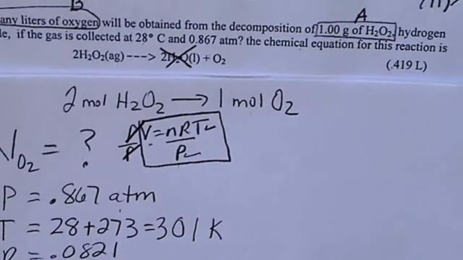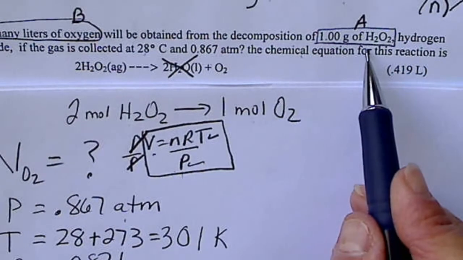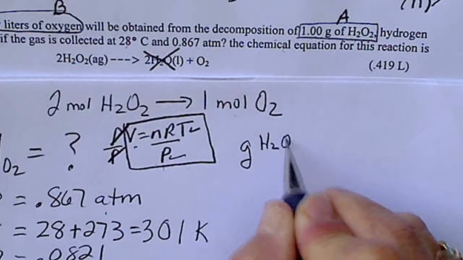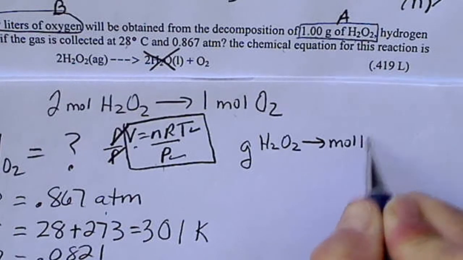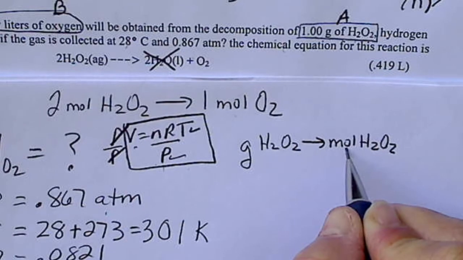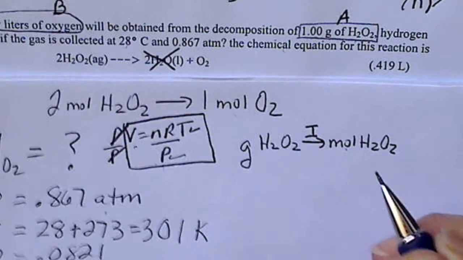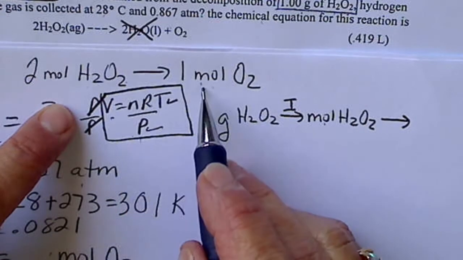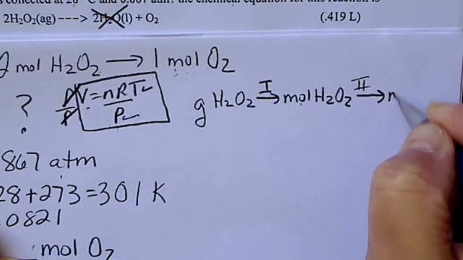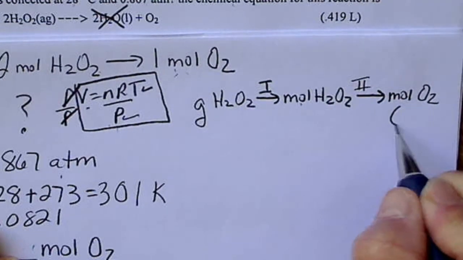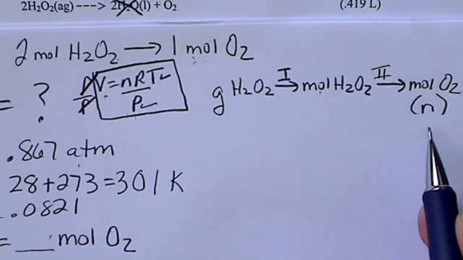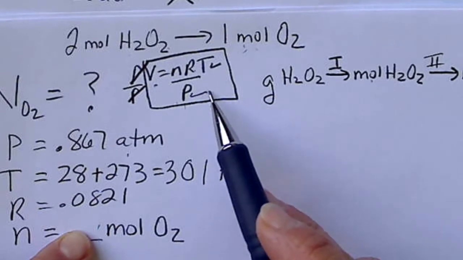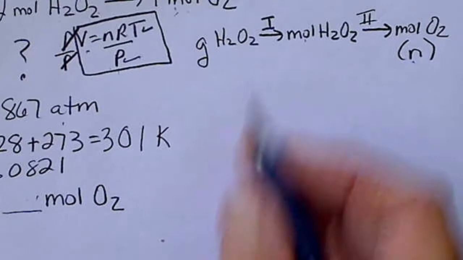So if we go back to the original problem, we are not given the mass of anything except for the hydrogen peroxide. So we're going to take grams of H2O2 and convert it to moles of H2O2, with the molar mass and the periodic table. So we're going to do step one, and then we're going to do step two, which is using the balanced equation to convert from moles of hydrogen peroxide to moles of oxygen. So we need the balanced equation step, and at that point we're going to stop because that's going to be the value n that we're looking for. And once we know n, we're going to plug those values into this equation.